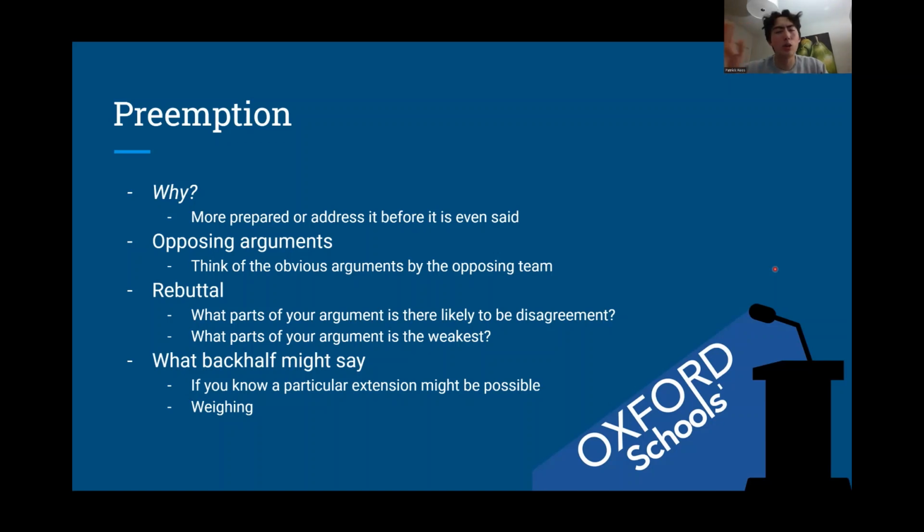Obviously, since you don't know what they're going to say, don't spend too much time on it. But if you think it's quite obvious, you can. This shouldn't be the main focus or takeaway from this lesson, but something to add on top.